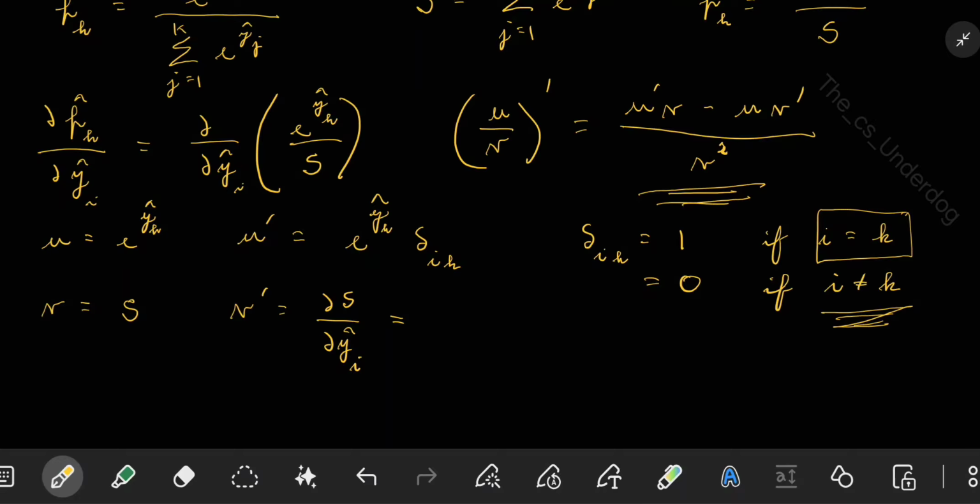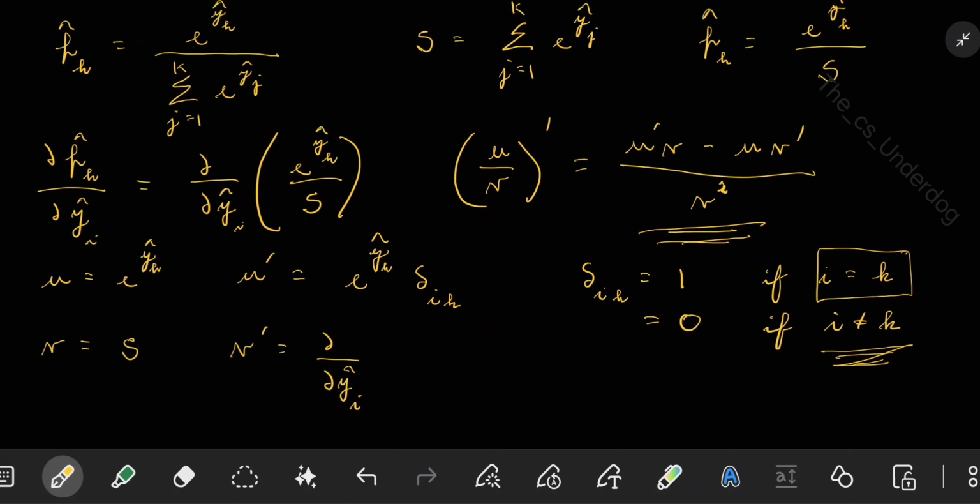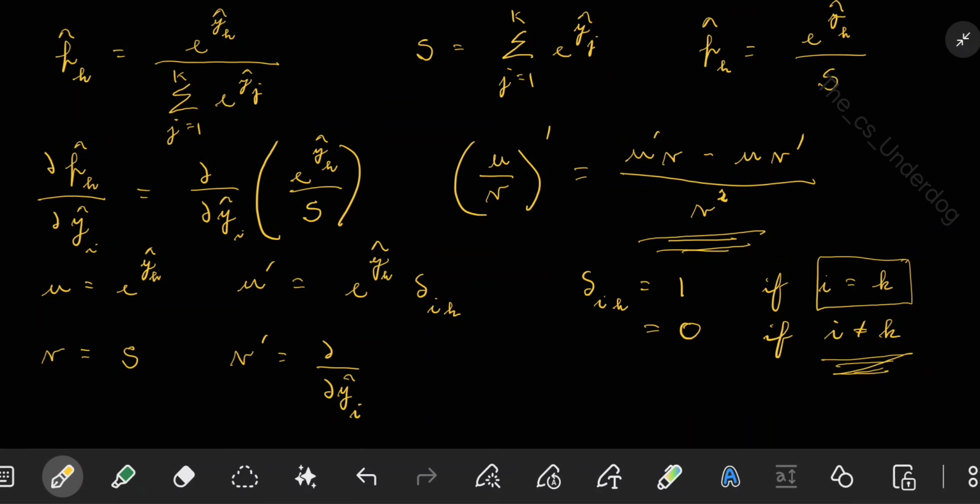If you do this, what will you get? Here, for s, I am going to take the other form and write it. From here I'll take sigma j equal to 1 to k e power yj cap. This is your s. If I take the derivative of this with respect to yj cap, then what happens?